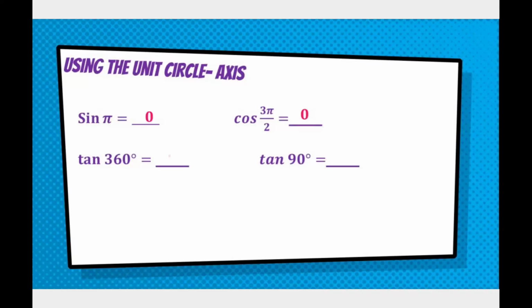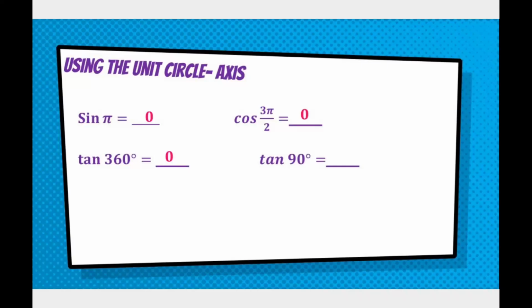And then I don't know if we've gone through. Yeah, we did. Okay. Tangent of 360. So all the way around the circle, we have y over x. So that y value is 0. The x value is 1. 0 divided by 1 is just 0.